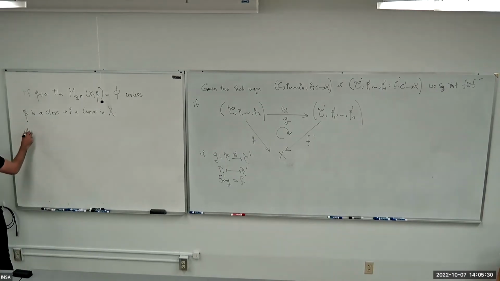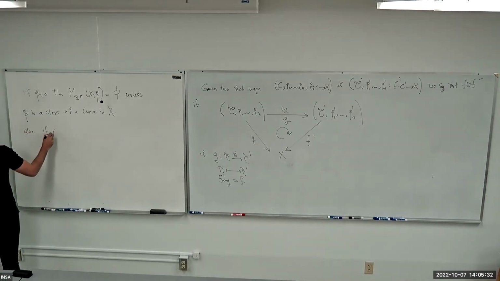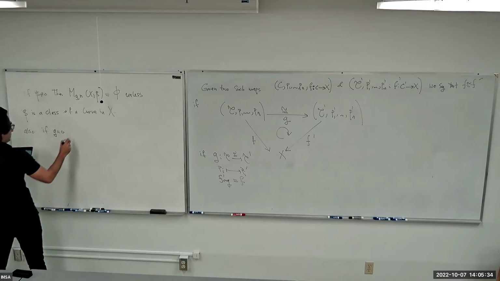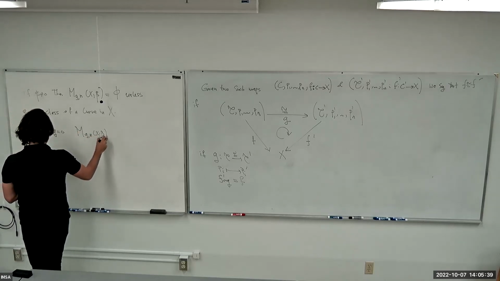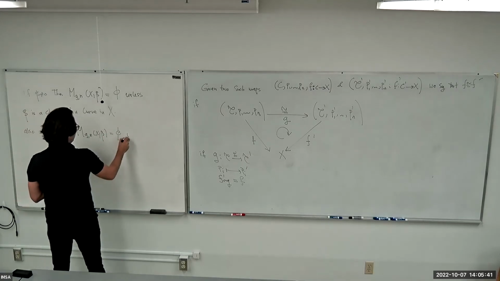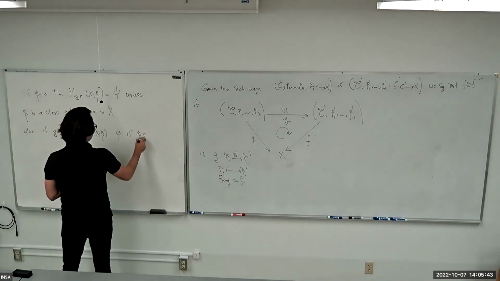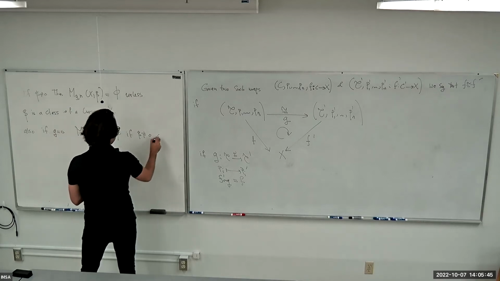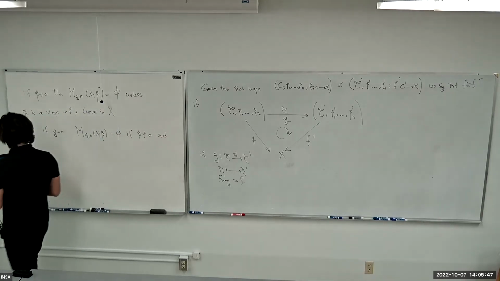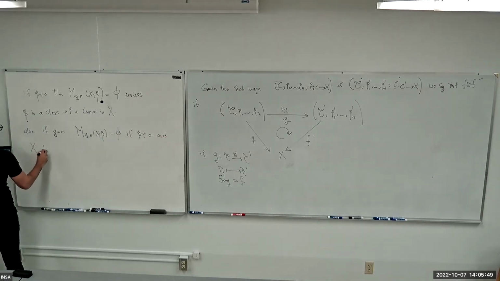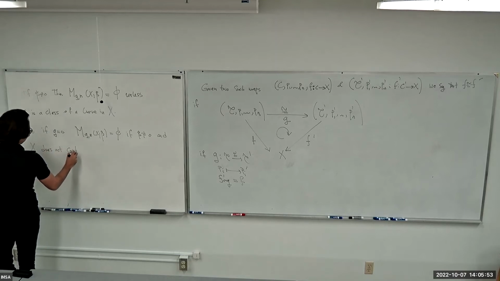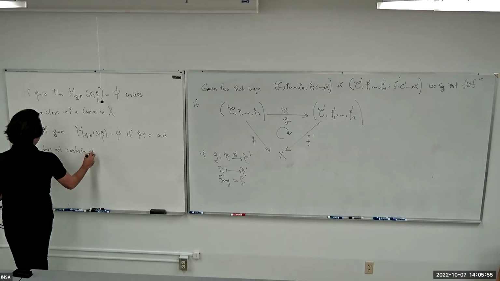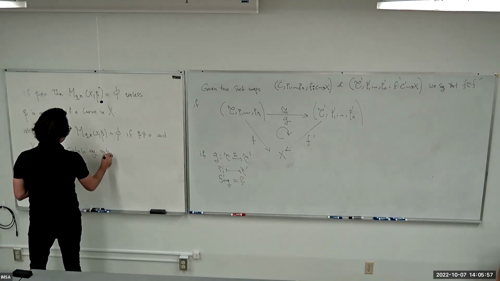Also, if genus is equal to 0, M_g,n(X, beta) is going to be empty if beta is not equal to 0 and X does not contain any rational curves.